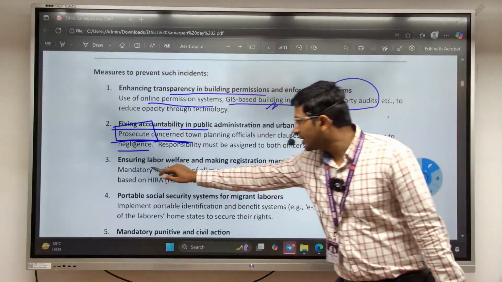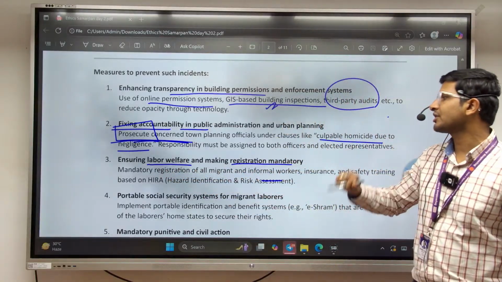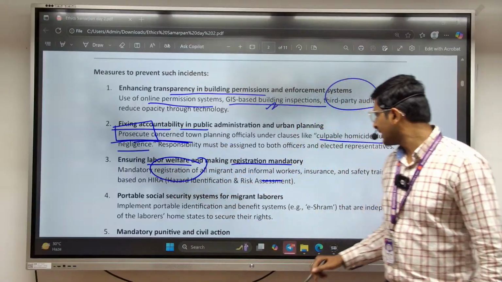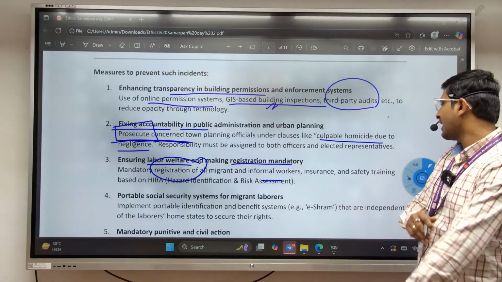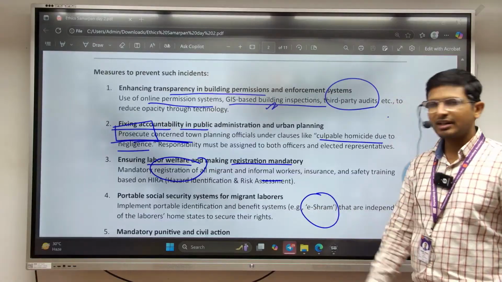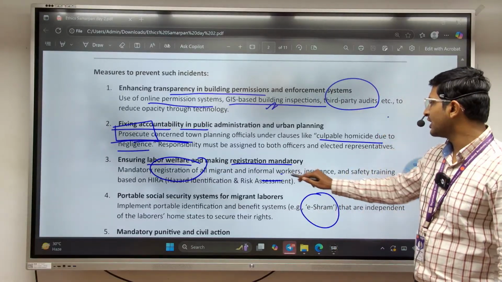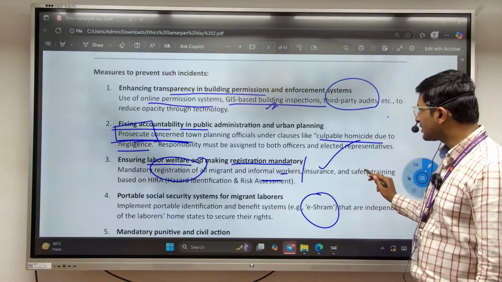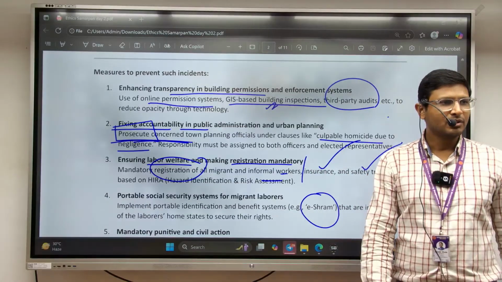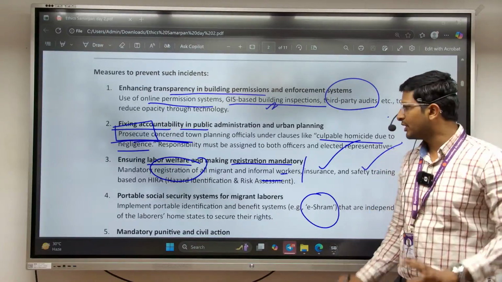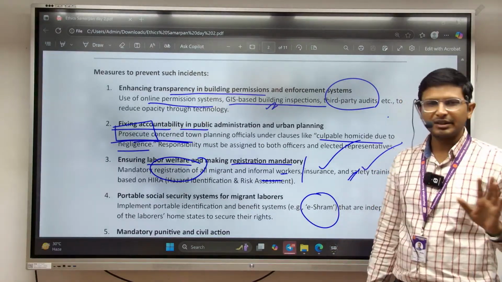Then ensuring labor welfare and making registration mandatory. All the labor should be registered. Like, we have the e-Shram portal where laborers are registered. So we have to register the laborers, give them insurance, give them safety training, so that in such incidents they will be able to get as much safety as required.